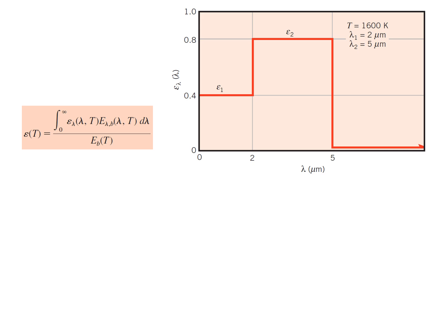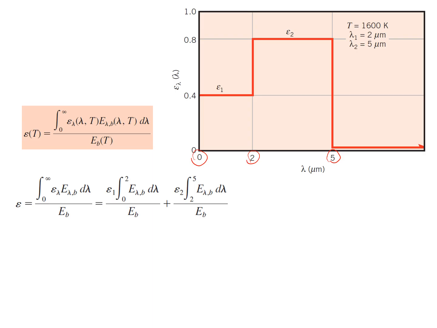One section is from 0 to 2 micrometer wavelengths, and then the other is from 2 to 5 micrometer wavelengths, and then from 5 to infinity, I'll just have 0 emissivity. So if I want to substitute these 3 sections in my integration, it will actually be 2 actual sections, because for the third one the emissivity is 0, and it will cancel out everything. So I'll break the integration into 0 to 2 and then 2 to 5.